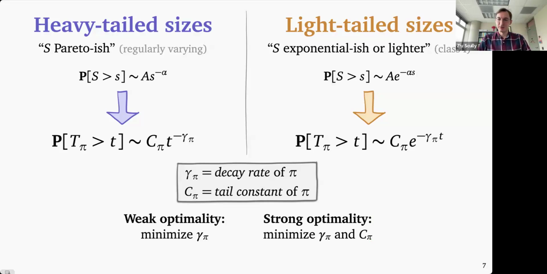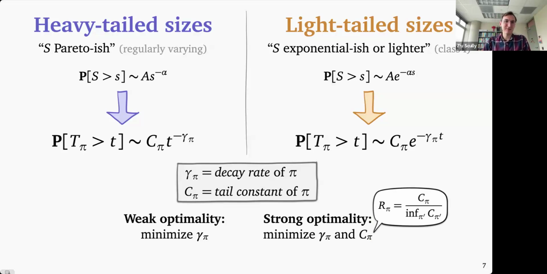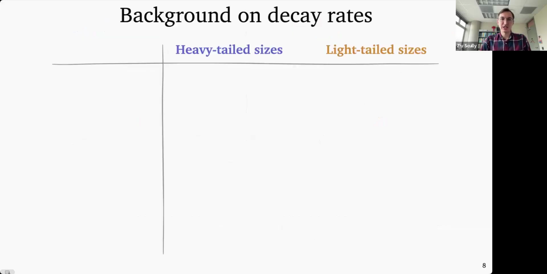And so in particular, if you have a policy such that gamma pi is the best it can be, then R pi is just the ratio of your policy's tail constant to the best possible tail constant. Okay, so if we're aiming for strong optimality, we've got to get through weak optimality first. So let's talk about what policies achieve what decay rates.